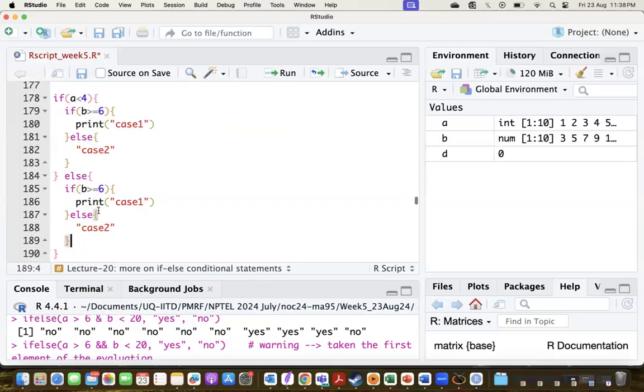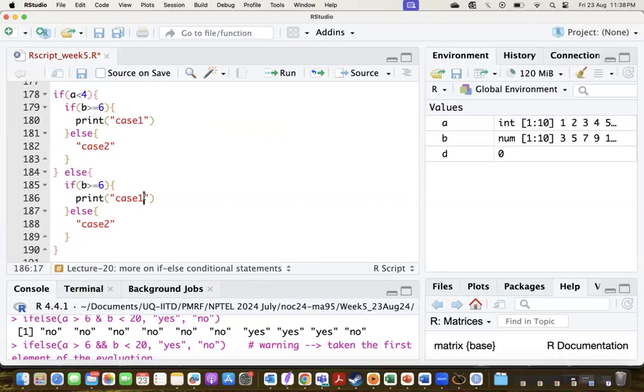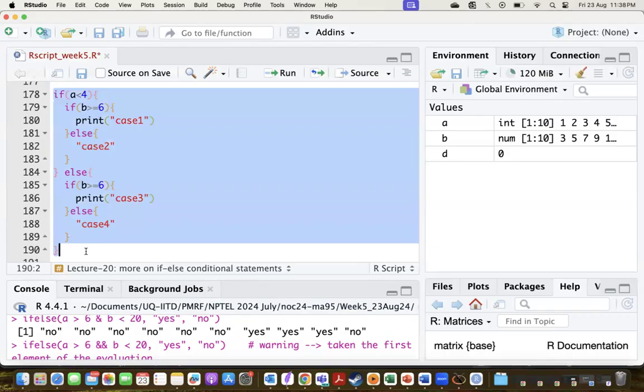Okay, now take a look at this case, this entire setup. Now it looks complicated, right? But we just wrote it so quickly, so it's not very complicated. Don't worry. This is an example of a nested if-else. Nested basically means one within the other.